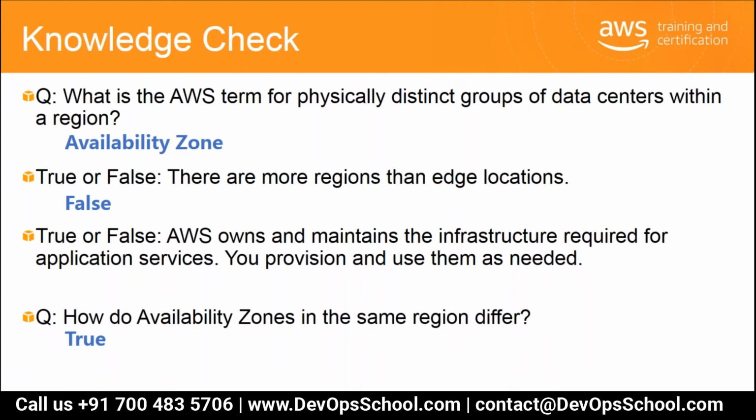Okay. How do availability zones in the same region differ? Availability zone, same region. How do they differ?